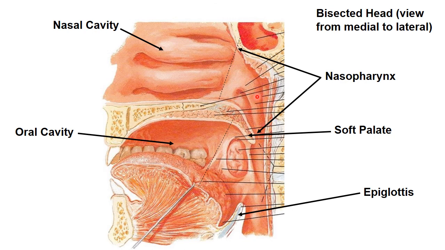And you can see already there's a whole bunch of bumps and grooves in here. That's why we bisect the head, so we can get a good view of these things. Some really important things in here, and even a few things you can't see yet. That's the nasopharynx. Now it's blue.